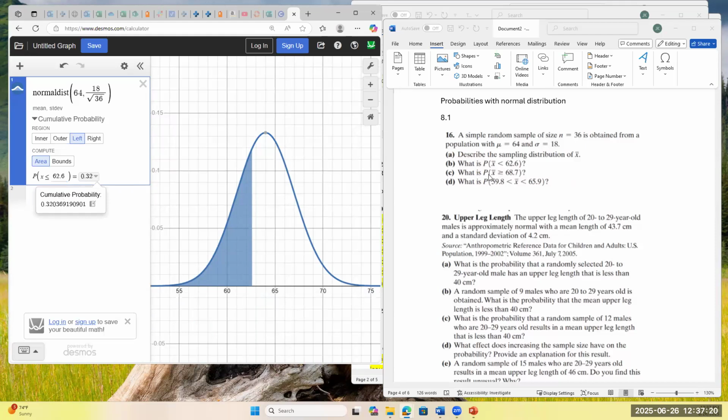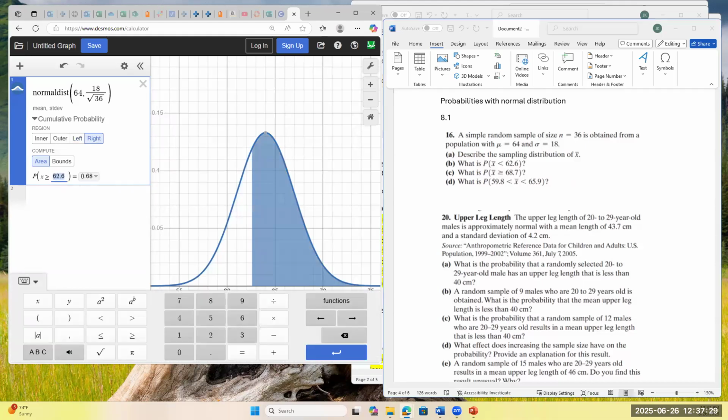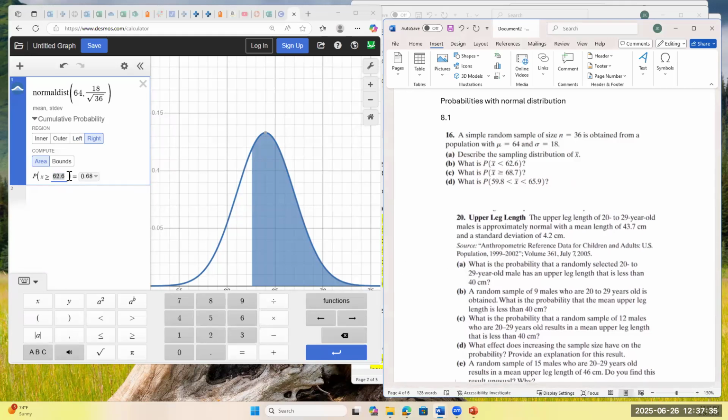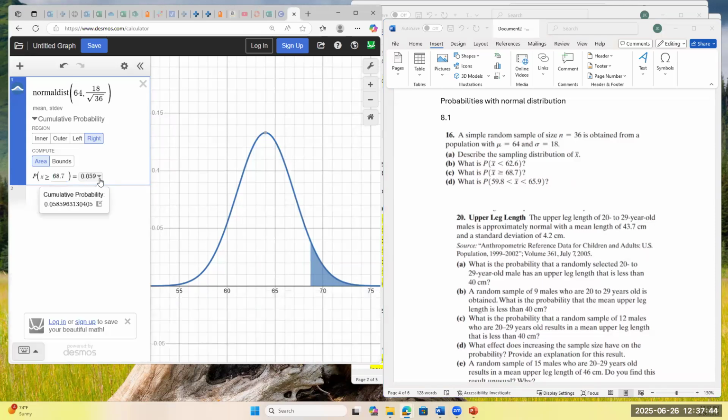To do part C, that would be the other side. We want a right side, greater than or equal to, so we're just going to click right and put 68.7 to answer that question. 68.7, you can see the probability that we have a sample mean of greater than 68.7 is 0.0586 with 4 decimal places.